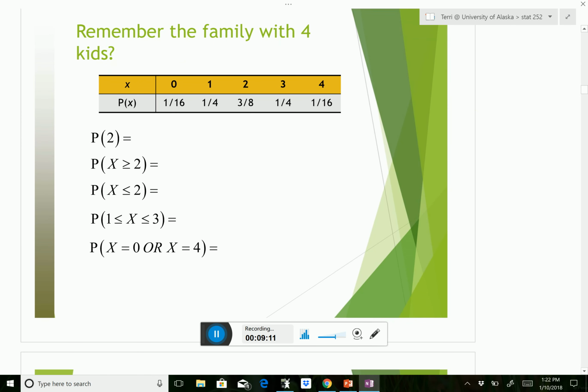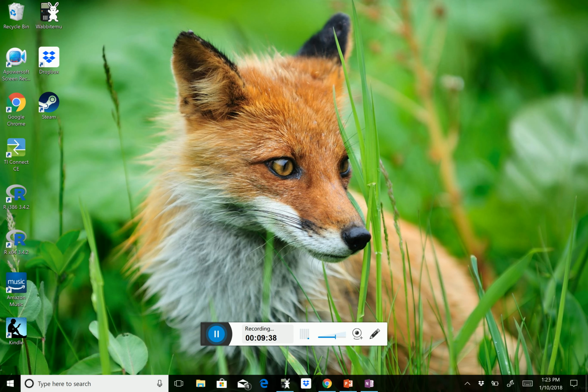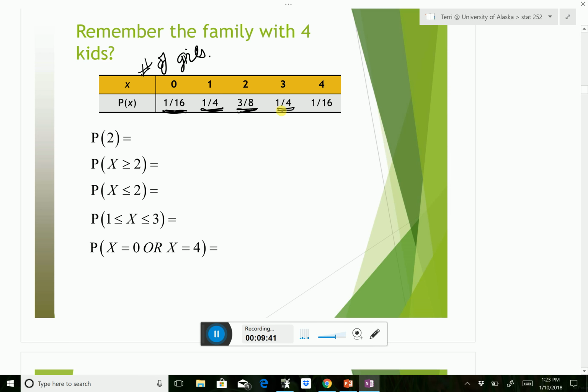So now let's go back to the family with 4 kids. Here x counts the number of girls in this family. So what's the probability they have 0 girls? That was 1/16. Remember, that was the probability they had all boys. The probability they have 1 girl, remember there were 4 ways out of 16, which makes 1/4. This was 6 out of 16, or 3/8. Oops. This one was 4 out of 16, or 1/4. That's the probability that they had 3 girls. And the probability they had all girls was 1 out of 16.